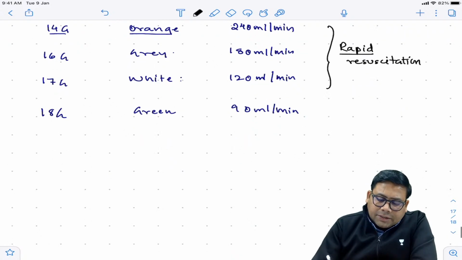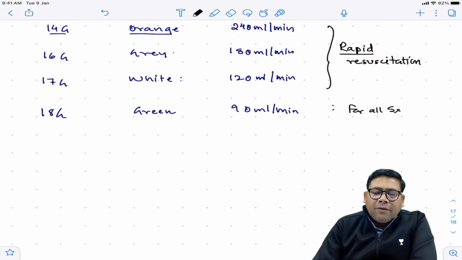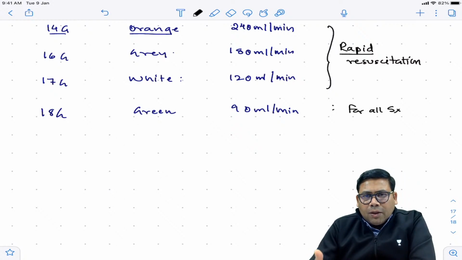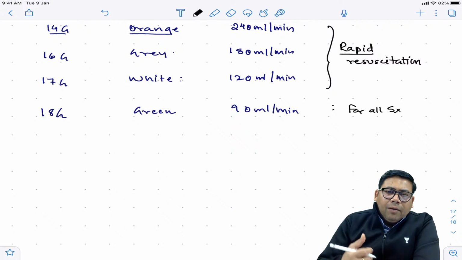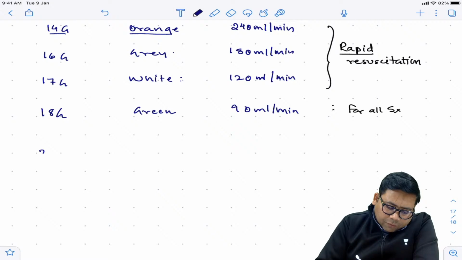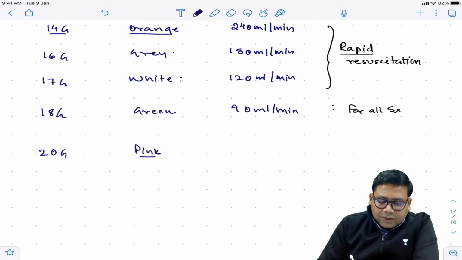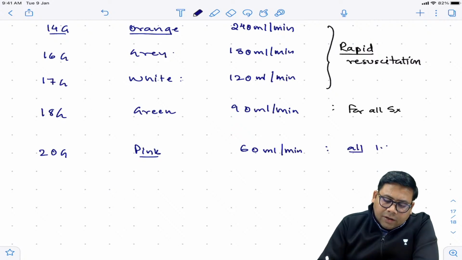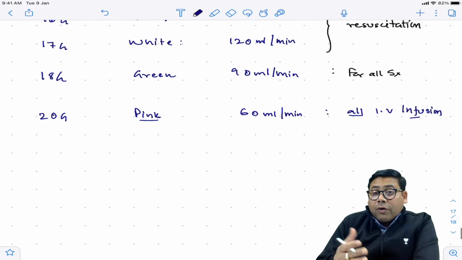When you talk about 18G, or green, this is used for all surgeries. But try to understand what to do in case of kids. For infants or kids, the size is different because the vessel caliber is also different. For them, we have 20G, which is pink. This is for all IV infusions. So if you want to give any drug, or you want to give blood, this is what is preferred.